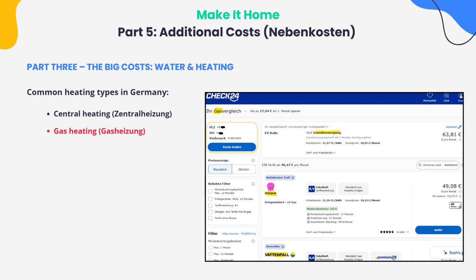To sign up, you will need the gas meter number and the meter reading from the day you moved in. And don't worry, over the year, heating usually costs about the same whether it's central heating or a gas boiler. The difference is simply that it's an additional contract you have to sign in Germany.